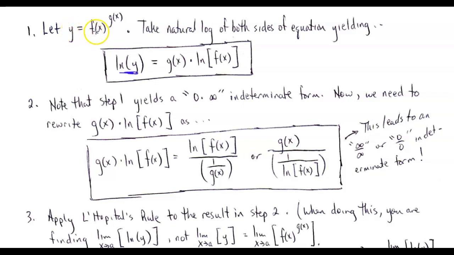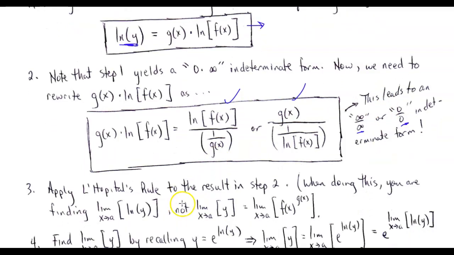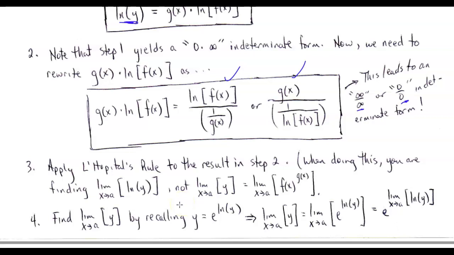So we let y equal f of x raised to g of x, take natural log of both sides here, and then we're going to rewrite what this looks like to either this form or this form. And of course, that gets us into the L'Hopital's rule form that we need. And then from that point, we figure out what the limit of natural log of y is, and then just use the fact that e raised to the natural log of y is y, and that theorem number 4 that I showed you earlier about evaluating the limit of a composition function to be able to simply say that the limit of y is just going to be e raised to the limit of natural log of y, okay?